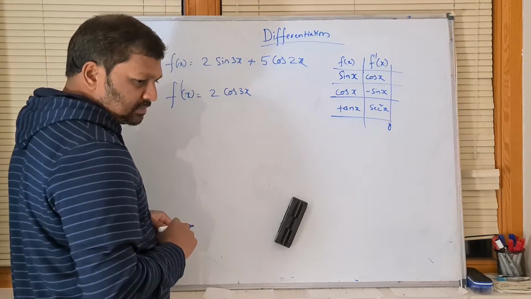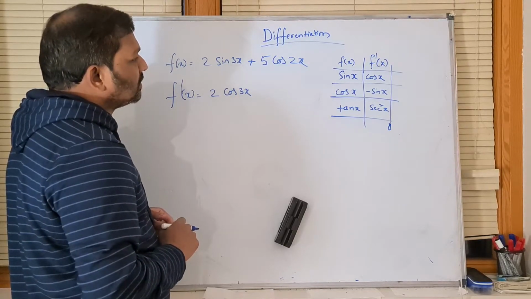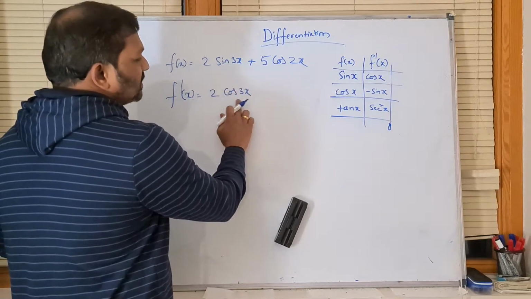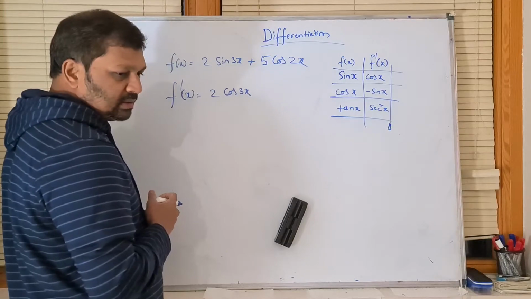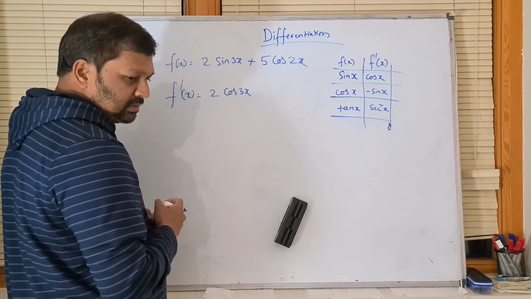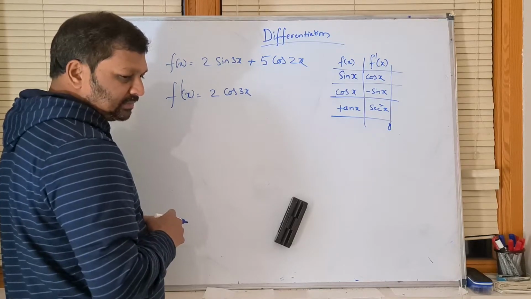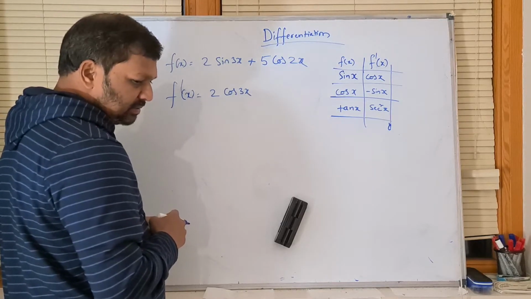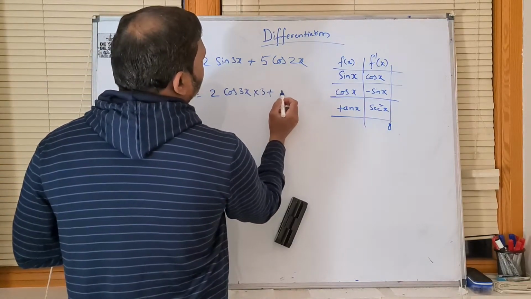First, let's do 2 sine 3x and then let's move on to 5 cos 2x. So, sine 3x gives cos 3x. Are we done with this part? No, we have to do the inner function. What is the inner function? 3x. What is the differentiation? 3. So 3 times 3.